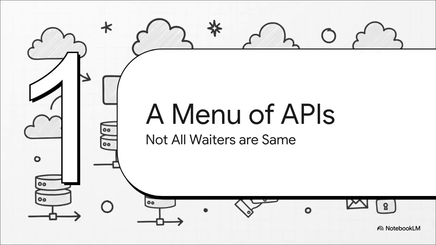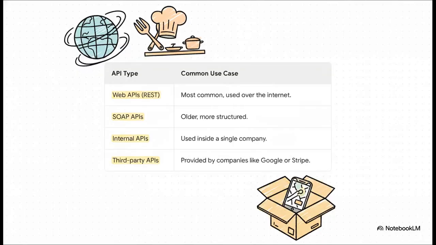Now, just like a restaurant might have different staff for different jobs, waiters, hosts, bartenders, not all APIs are built the same. They come in a few different flavors, each designed for a specific kind of job. So we've got a few main types. Web APIs, especially ones called REST APIs, are kind of the workhorses of the internet. They're everywhere. Then you have internal APIs, which are used for systems to talk to each other just inside one company, kind of like a private kitchen intercom.